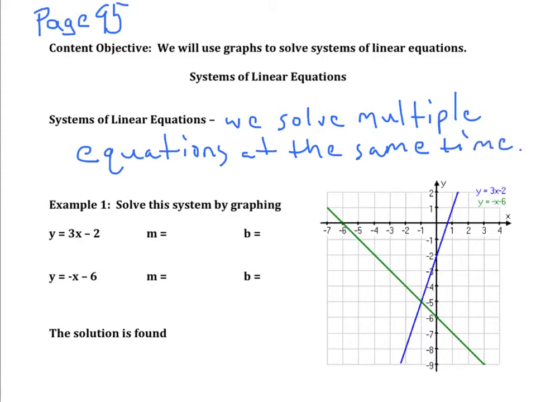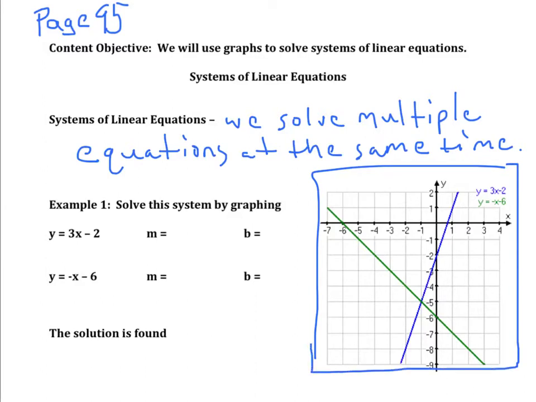So example 1. Example 1, solve this system by graphing. So what we already have over here is the graph done for us. I just wanted us to make sure that we knew what the lines looked like. But let's get back into the habit of looking at our equations and trying to figure out what our m and what our b are for those equations.